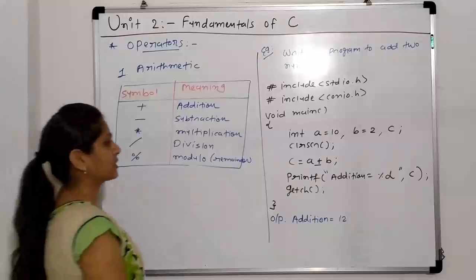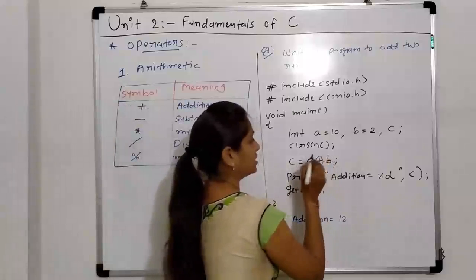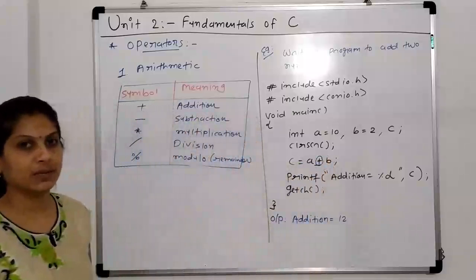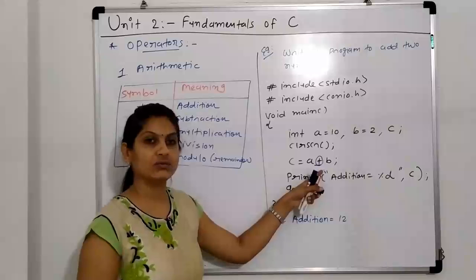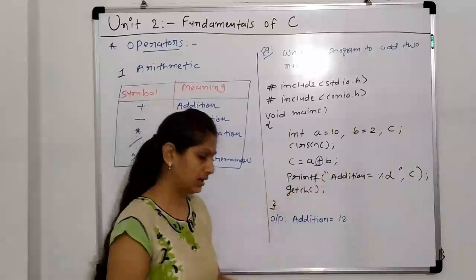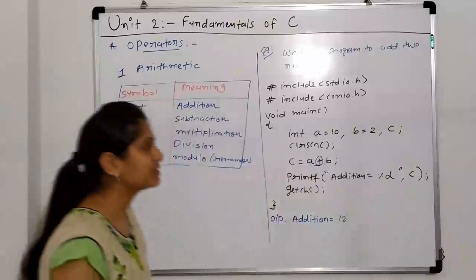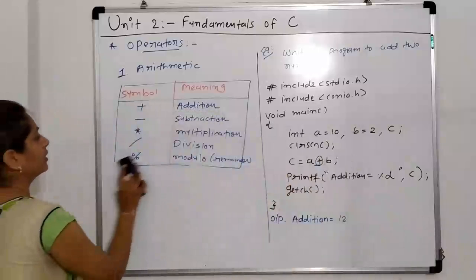If you want subtraction, then you have to change the sign here to minus. For multiplication, you have to put the star here. Clear? Now this is a very simple operator.